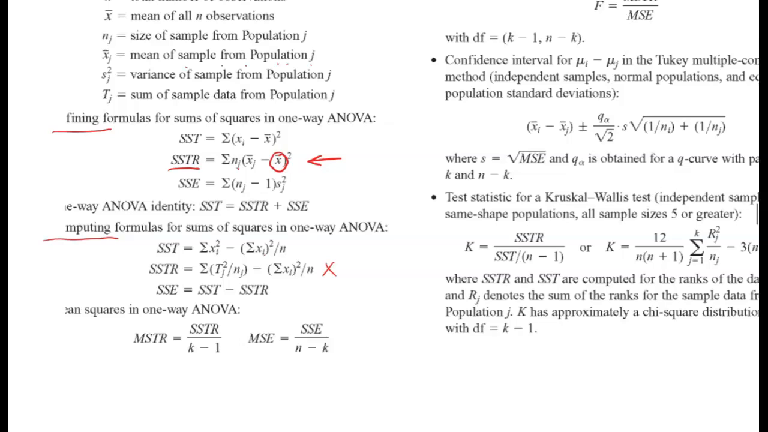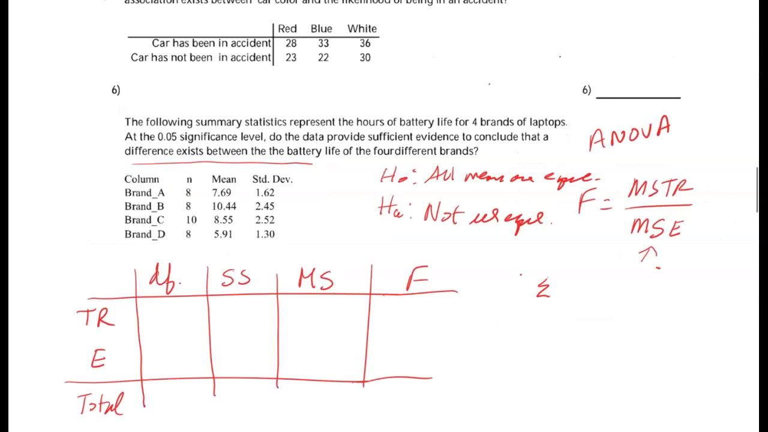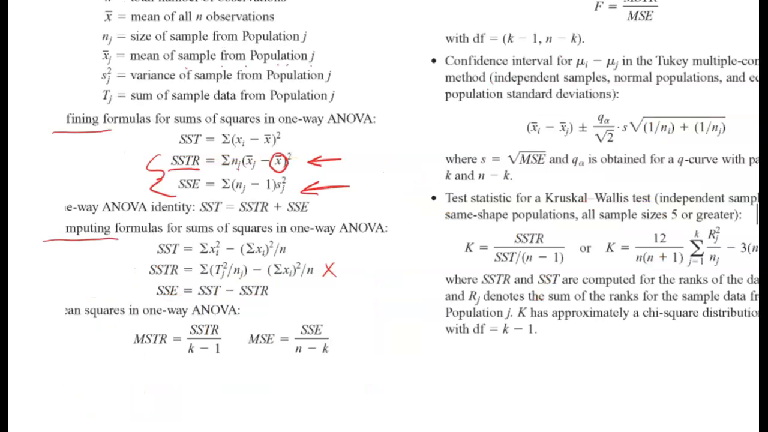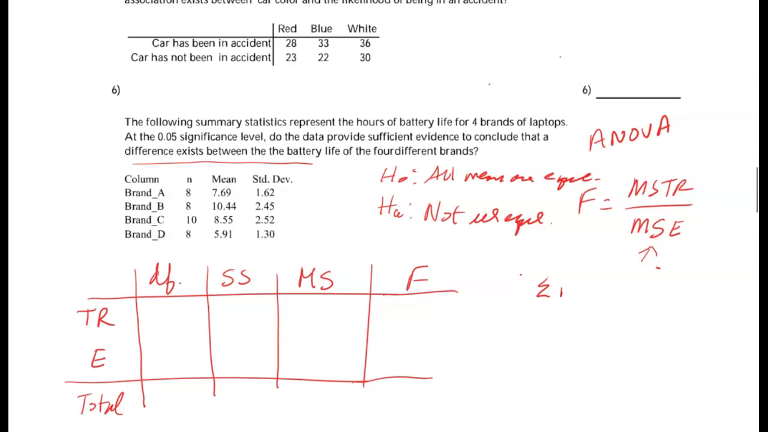And then for our sum of the squares of the error, we have an n for each of our samples minus 1, and we have a standard deviation. So we're just going to use these 2 formulas right here. So let's start with the sum of the squares of the treatment. For the sum of squares of the treatment, it's the summation of, remember, n sub j times x bar j minus x bar, squared, and then that's squared right here. Okay.